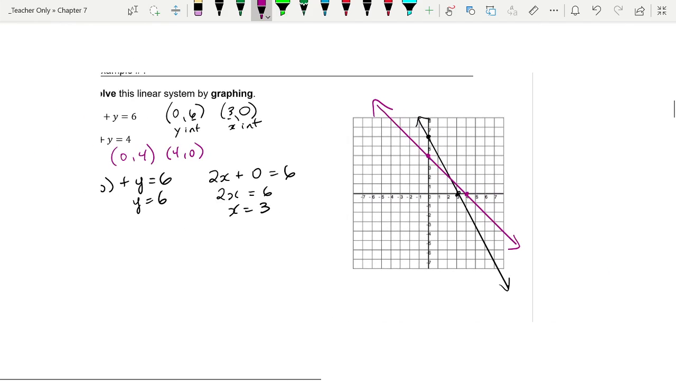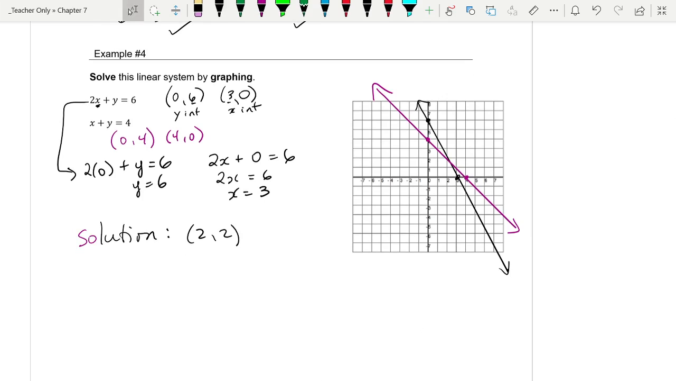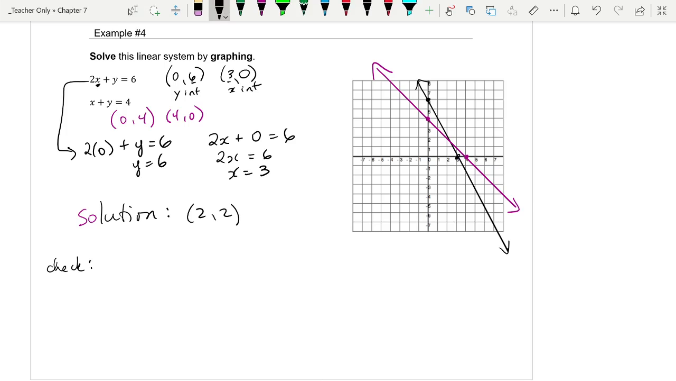So my tentative solution is that they cross at 2, 2. Let's do a check and see if that's right. When x is 2 and y is 2, do I get the right answer? 2 times 2 plus 2 is 6. 4 plus 2 is 6. Yeah, that one works. Does the other equation work? Does 2 plus 2 equal 4? Yep. So there we go.